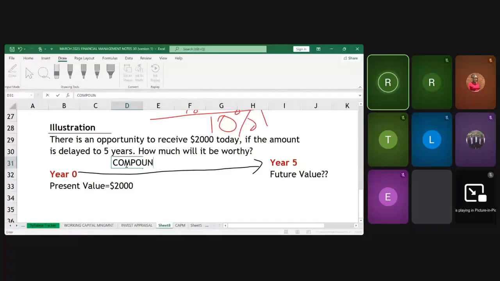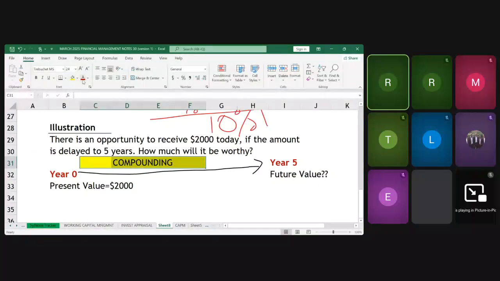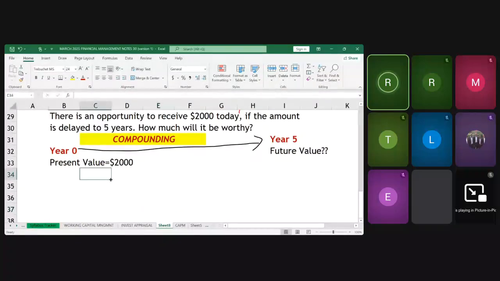So we need to compound the present value and get the future value. Moving from today into the future, we are going to call it compounding. We want to see the value in the future. So when we are compounding, what is it that we want to find? It is a future value.